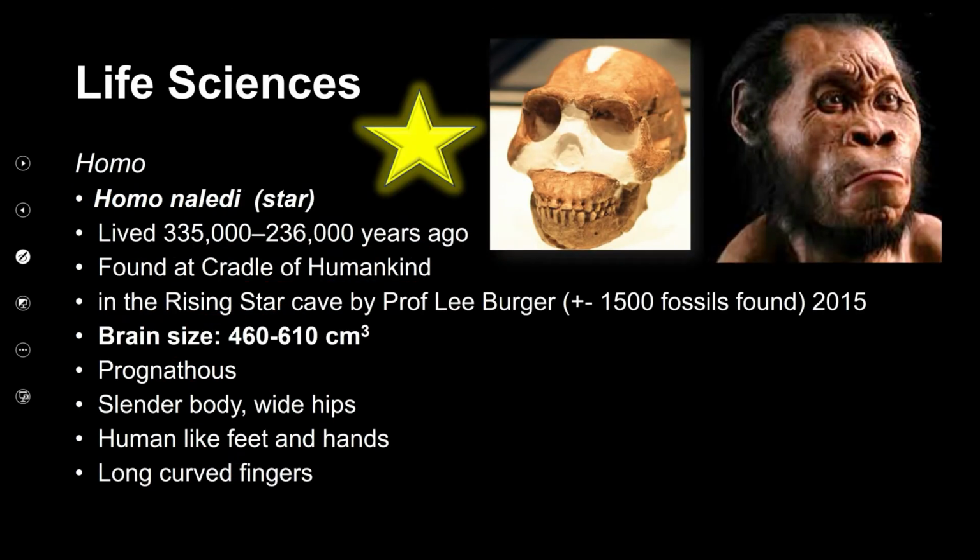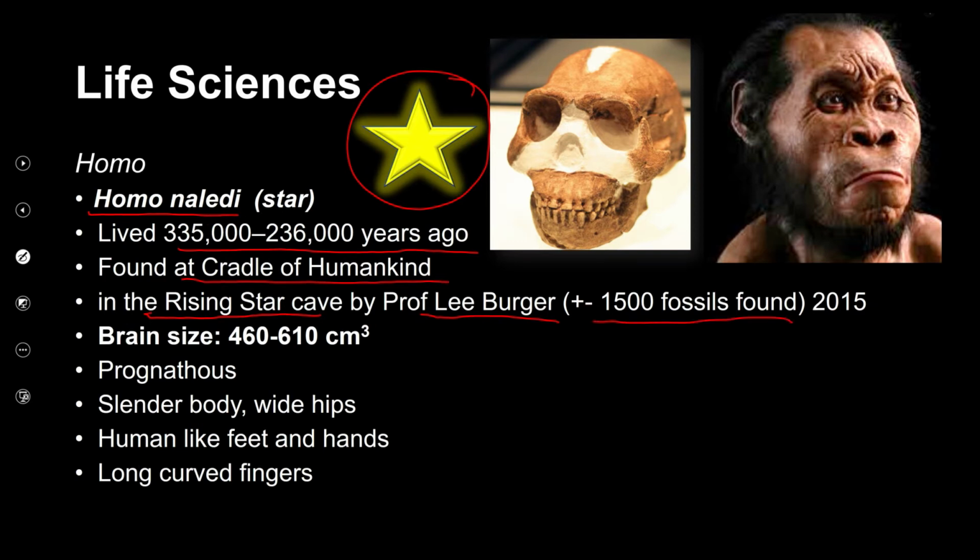Then if we have a look here, we've got another star. So this is another group that we need to study and know well, and that is Homo naledi, and naledi means star. They lived between 335,000 and 236,000 years ago, so they were a more recent species. They were found at the Cradle of Humankind in South Africa, in a cave known as the Rising Star, and they were found by Professor Lee Berger, and he found about 15,000 fossils in this cave.